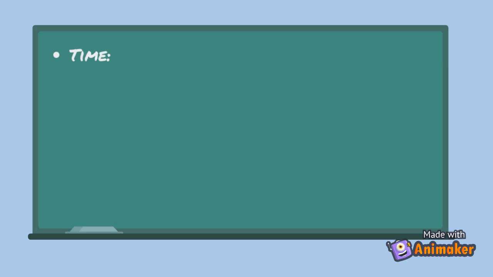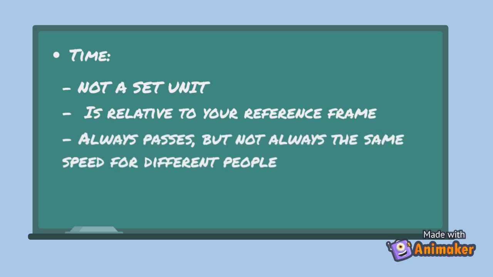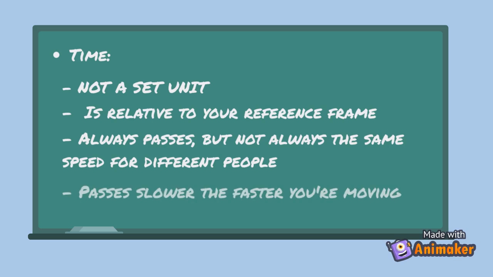Let's recap what we have learned about time. Time is not a set unit, which means it is relative to your reference frame. Einstein's theory of relativity taught us that time always passes, but does not always travel at the same speed for people in different situations, as we saw in the example of your friend throwing a baseball out a car window. Finally, the mirror example showed us how time dilation is applied to objects moving close to the speed of light, and that time passes slower the faster you are moving.